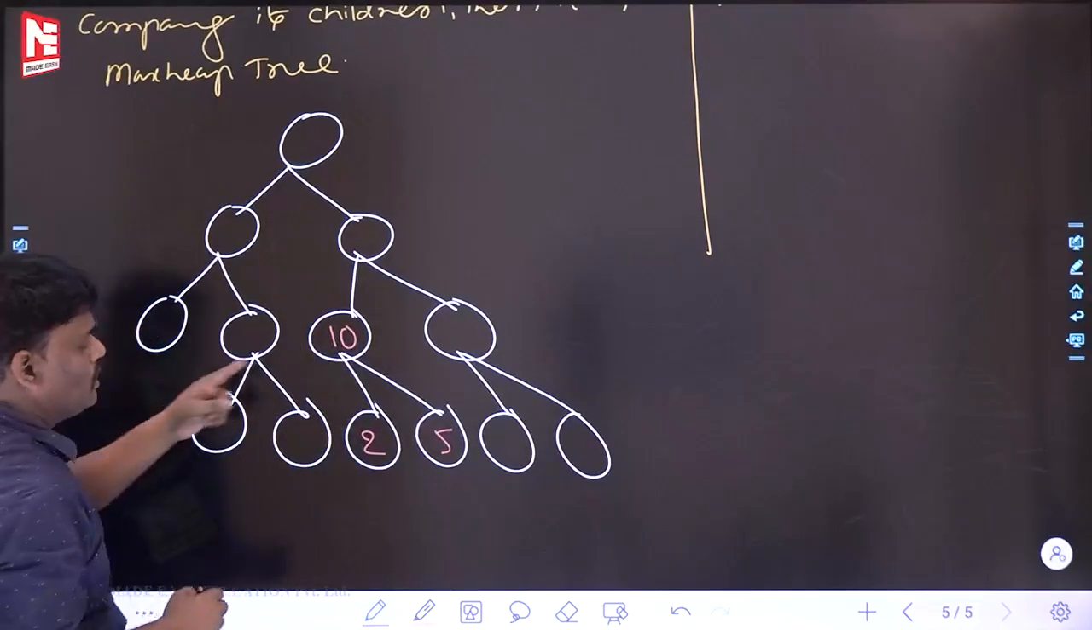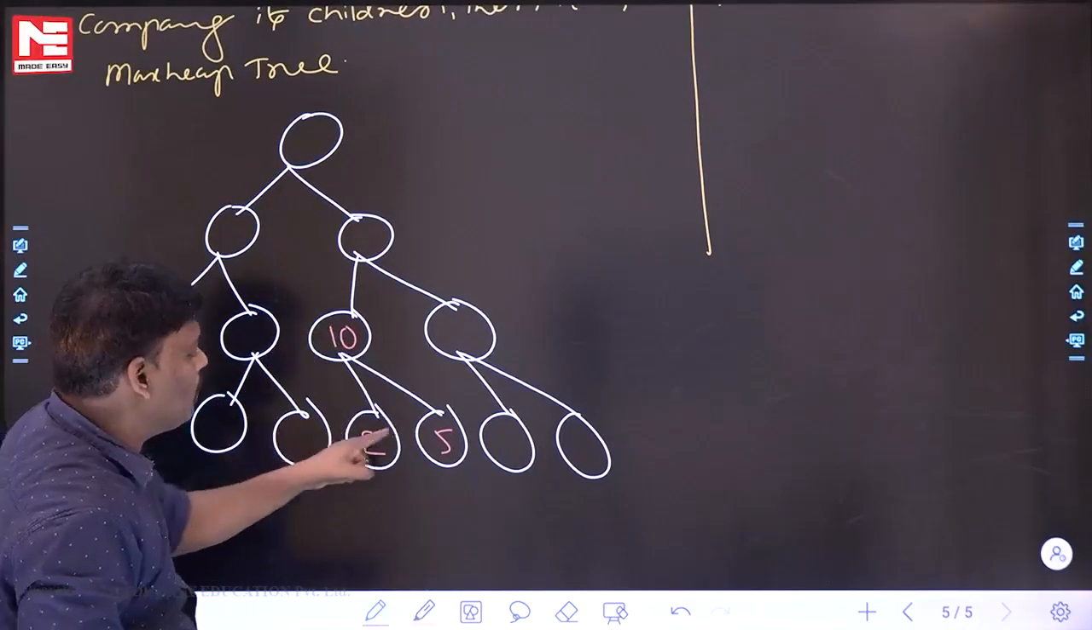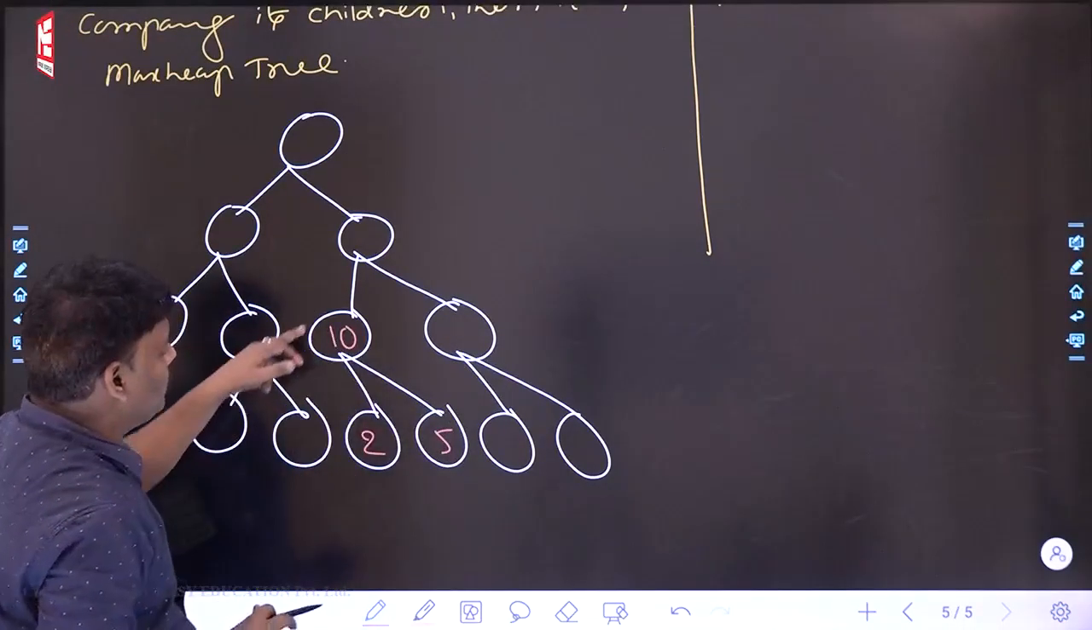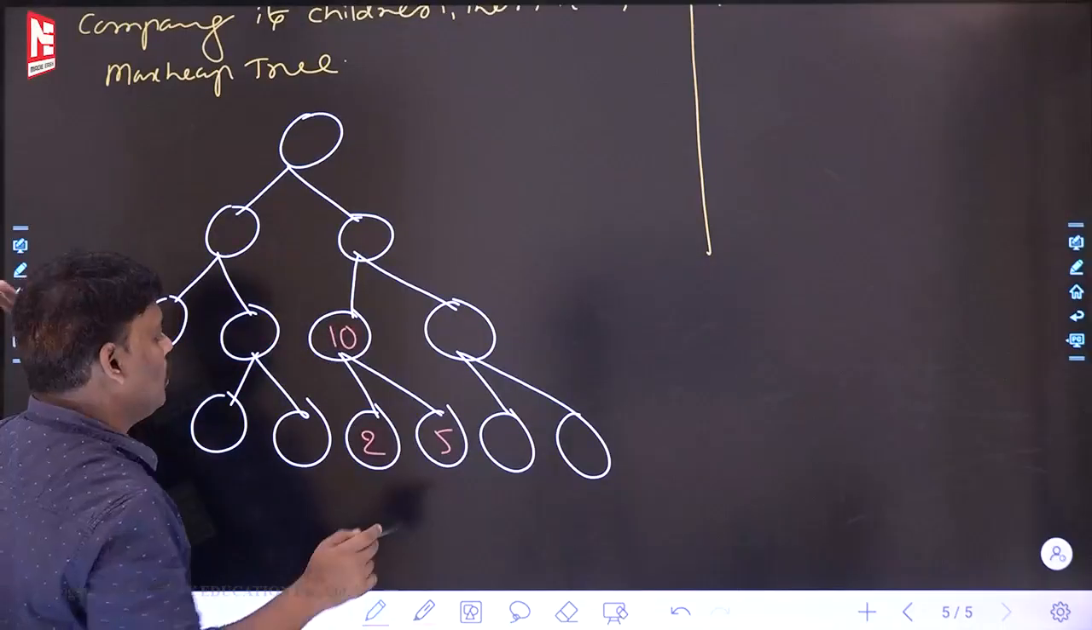I will take 10. If you want, you can check. Root is maximum or equal comparing its children. See, it is a 10, then also okay. Equal is also okay. But one thing, root will be maximum or equal comparing its children.